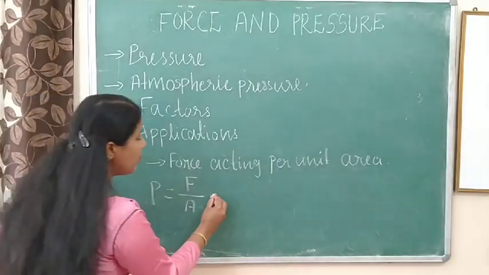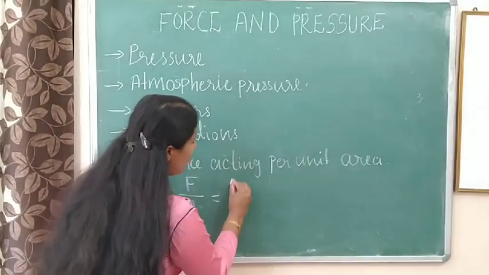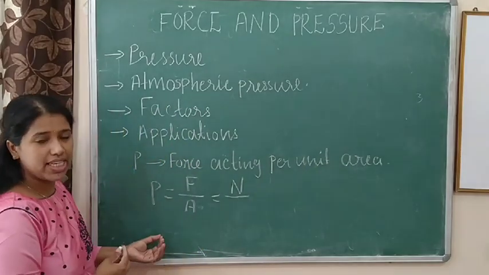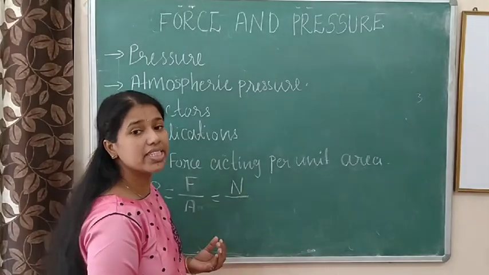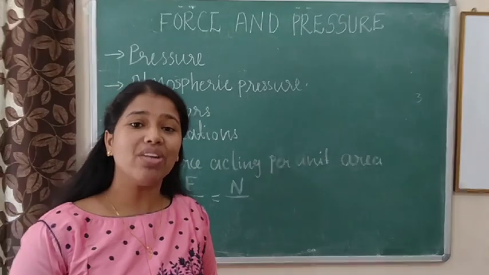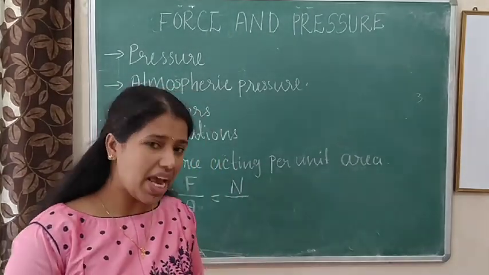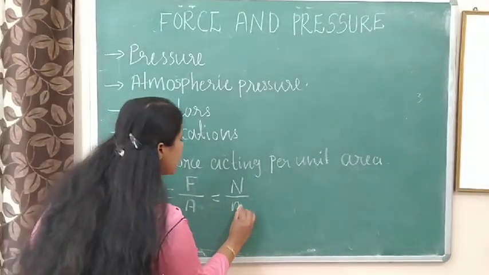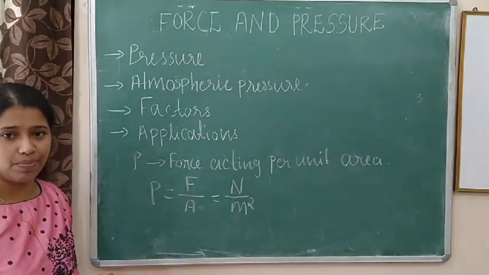What is the SI unit of pressure? Force's SI unit is Newton, which we discussed last class. Then what is the SI unit of area? Area means length into length. Length's SI unit is meter, so length into length means meter square. Then the SI unit of pressure is Newton per meter square.